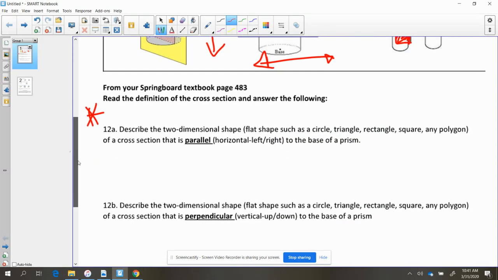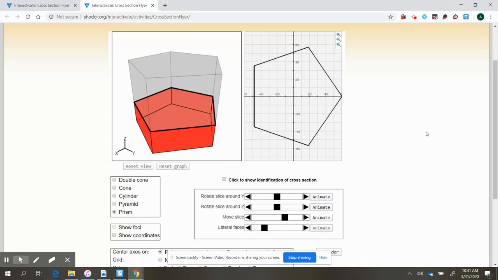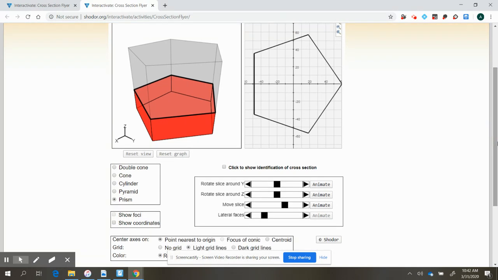Now 12a says describe the two-dimensional shape, flat, such as a circle, triangle, rectangle, square, any polygon really, of a cross section that is parallel to the base of a prism. So we're going to go back again to this example here. So notice we have a prism, and if we have a horizontal parallel to the base cross section like we have in the picture now, notice the shape that is being made here is a pentagon.